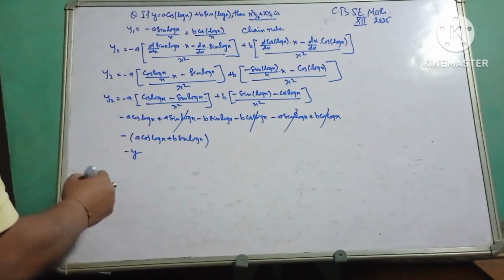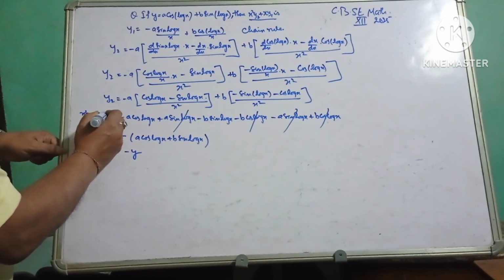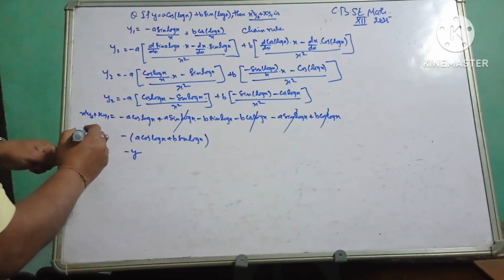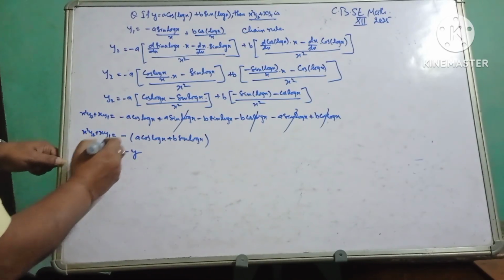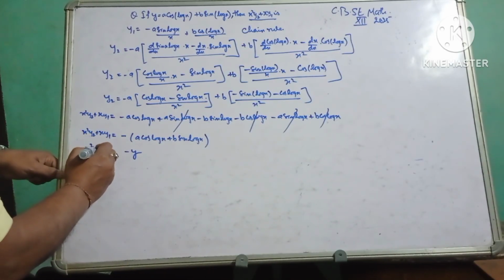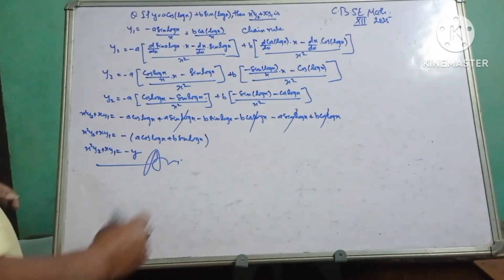So here your result is x square y2 plus x y1 plus y is equal to minus y plus y, so your result is 0. This is your answer.